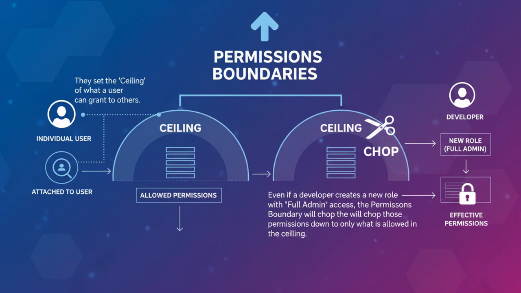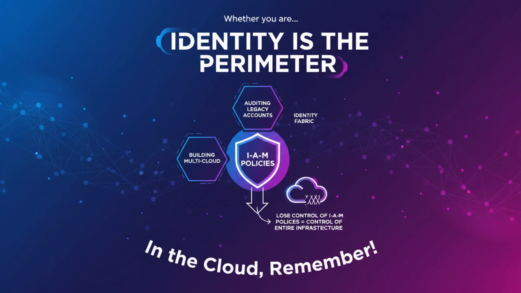They set the ceiling of what a user can grant to others. Even if a developer creates a new role with full admin access, the permissions boundary will chop those permissions down to only what is allowed in the ceiling. Whether you are auditing a legacy account or building a multi-cloud identity fabric, remember, in the cloud, identity is the perimeter. If you lose control of your IAM policies, you lose control of your entire infrastructure.